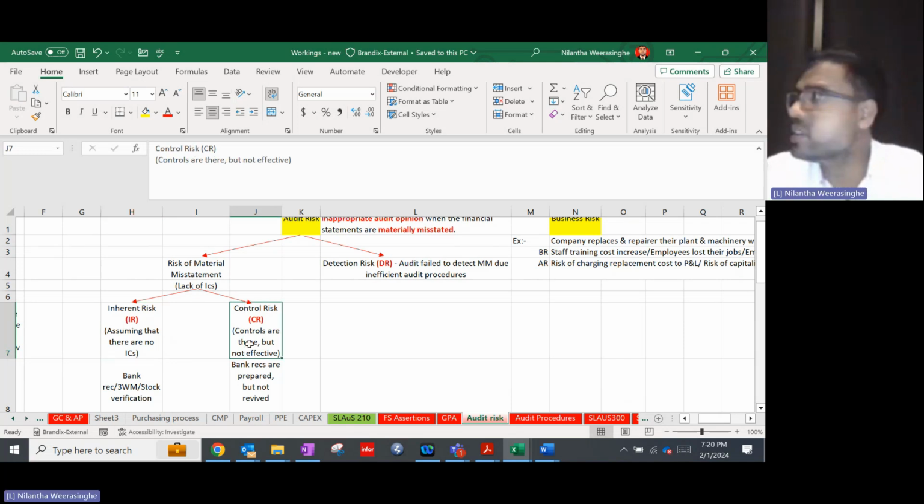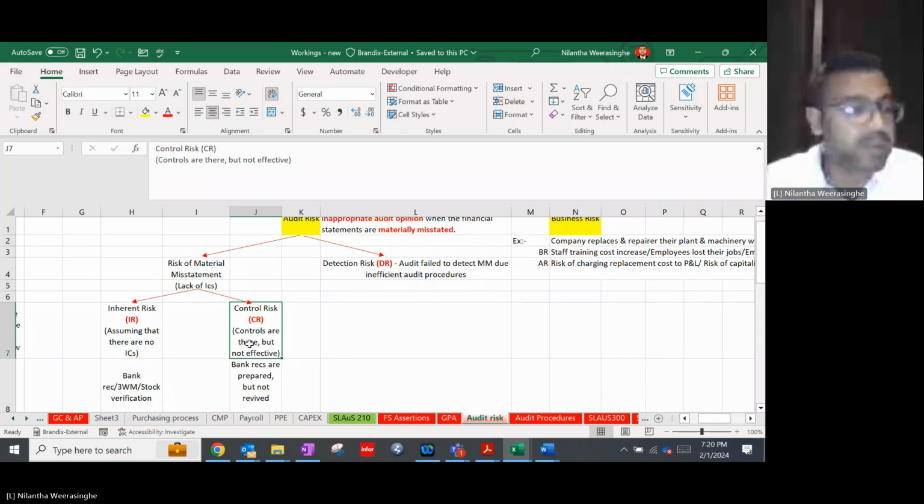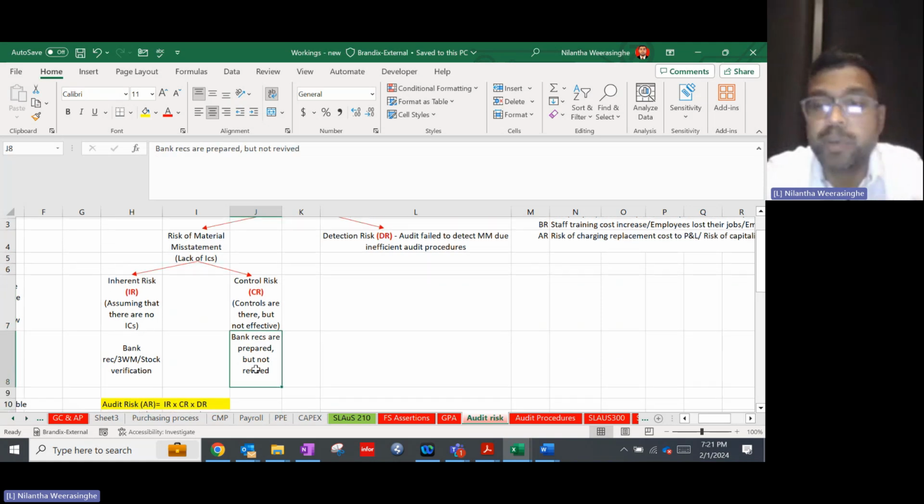Control risk means it's a different thing. Controls are there, but those controls are not operating effectively. Example, if I tell you, bank reconciliations you prepare, but no one is reviewing those bank reconciliations. So no point of preparing bank reconciliation. The control is there now, but it is not working properly.